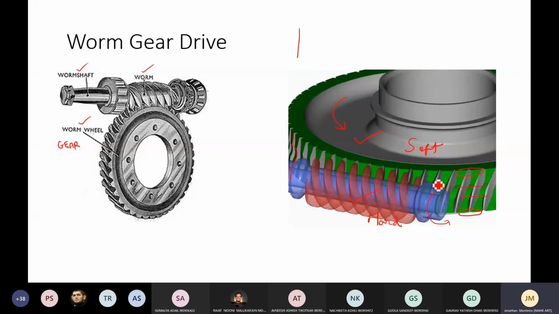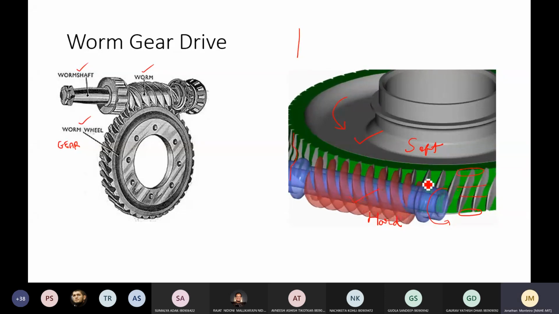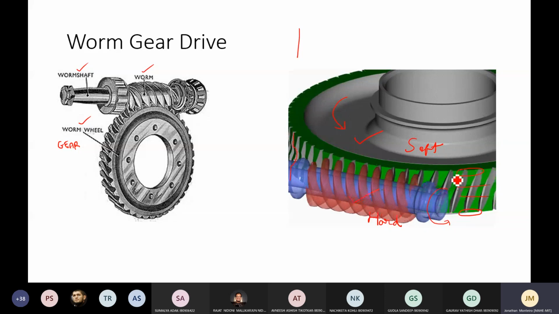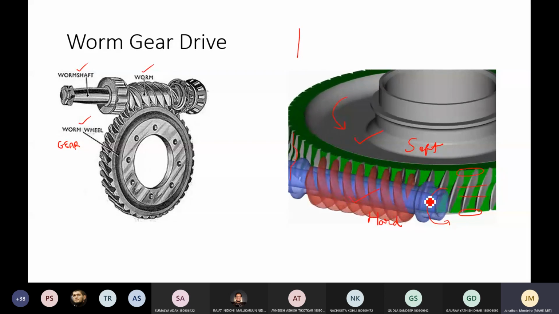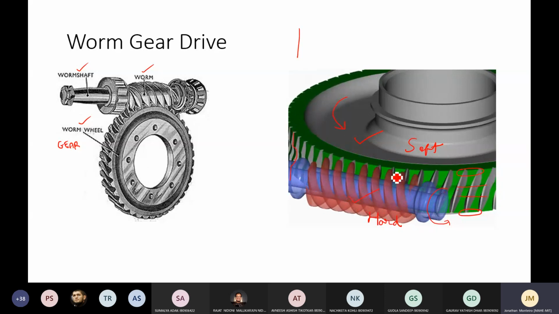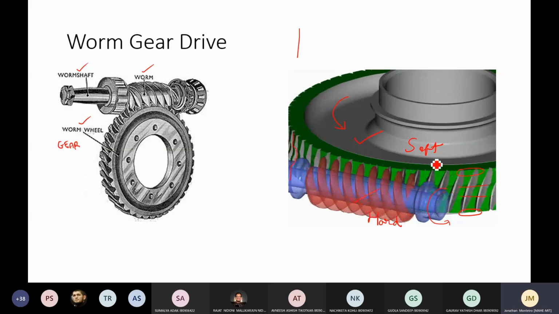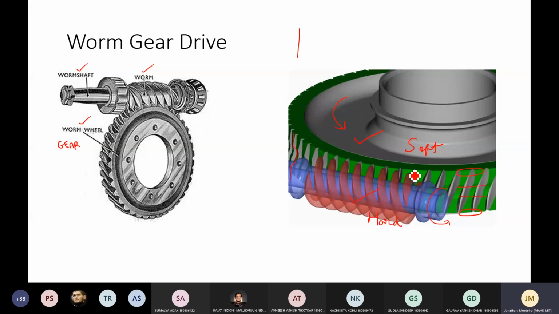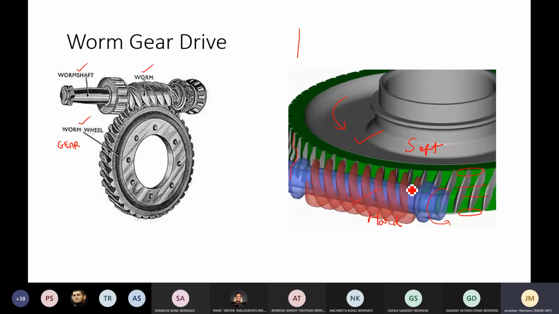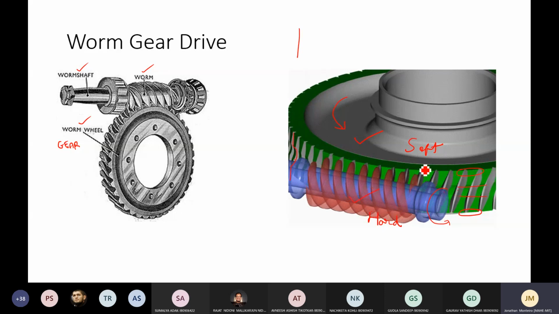In a spur gear, what happens? If the pinion or gear fails, you remove that and replace it with a new pinion or gear. But here the entire combination has to be replaced. Why? Because the harder material has already impinged its impression on the softer material, and that combination works well. So it's like a pair made for life.